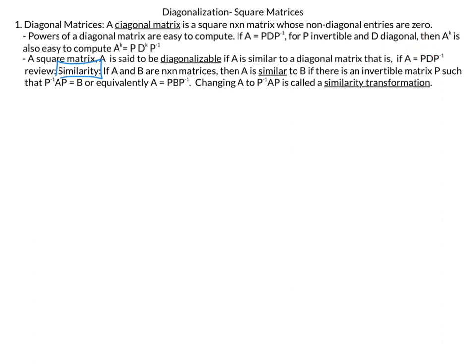And we can see that by reviewing our definition of what it means for two matrices to be similar. So if A and B are n by n matrices, then A is similar to B if there's an invertible matrix P such that P inverse A P equals B, or equivalently, A equals P B P inverse. So again, this definition here is saying that A over here is similar to a diagonal matrix.